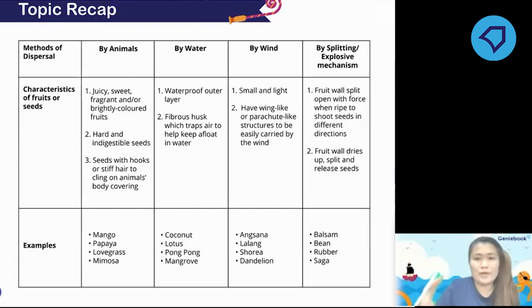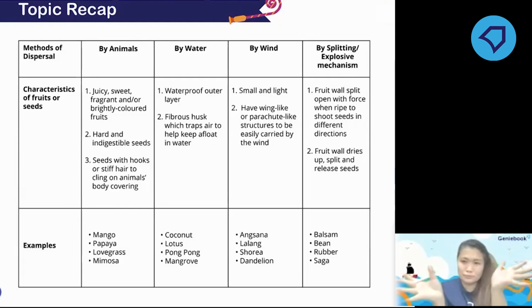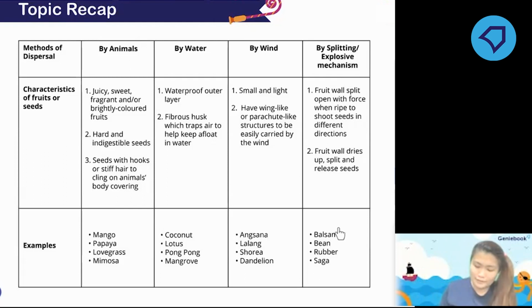Then of course we have wind. Seeds dispersed by wind have to be small and light. Of course, they have wing-like structures or parachute-like structures to help them be carried away by the wind, like little wings to help them fly. Next one is splitting. The fruit will actually split. The wall will split open when it is ripe. It dries up and then splits open. Kaboom, split open. So examples are here.